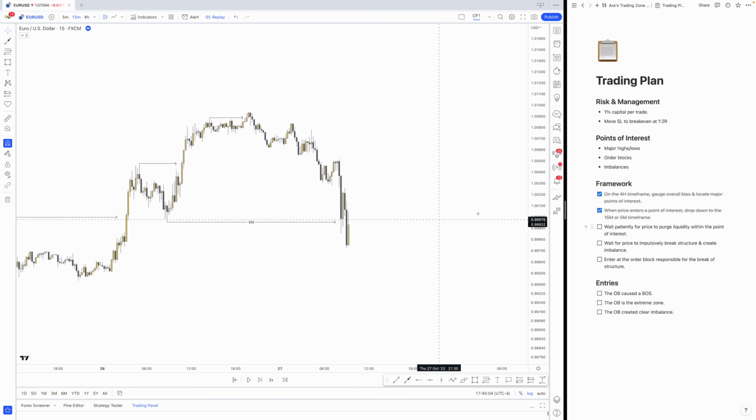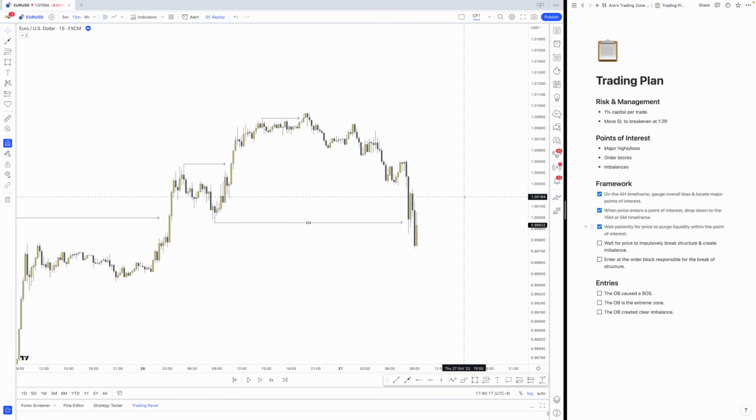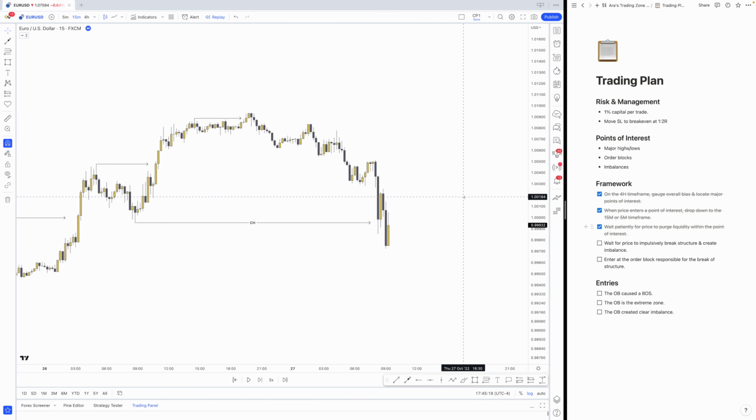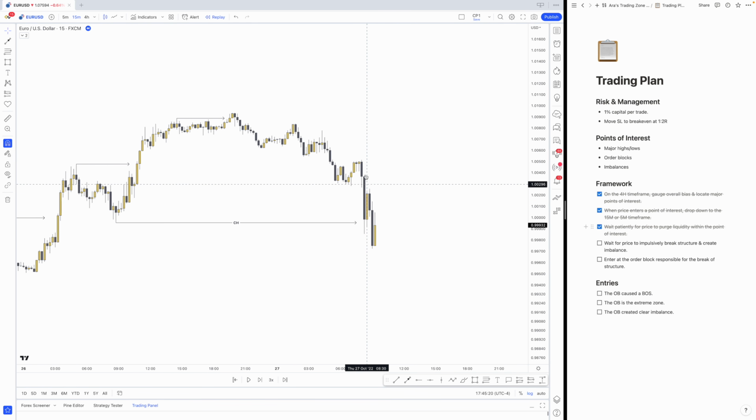So let's head over to our checklist once again. We have waited patiently for price to purge liquidity within the point of interest. And now we've waited for price to impulsively break structure and create imbalance. Well, let's check. Do we have any imbalance created here? Let's zoom in a little bit. So the point of origin for this bearish move that broke structure would be this order block right here.